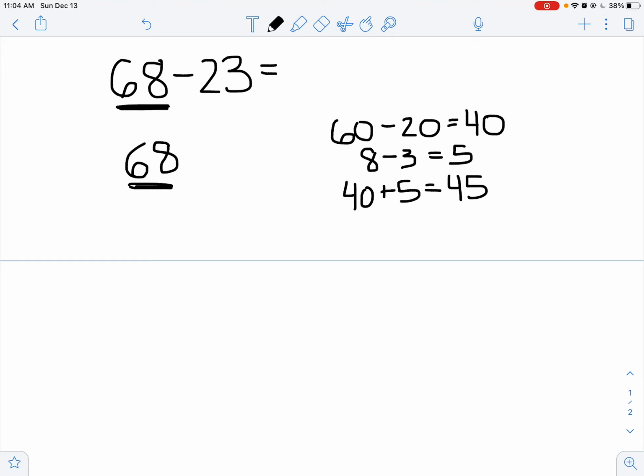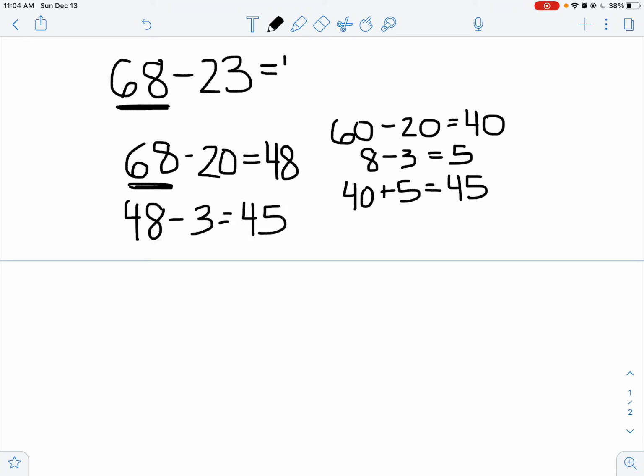Then, excuse me, you can take away 20, and I know 68 minus 20 is going to be 48, and then I can have 48 and take away 3, and it gets me 45 as my answer. Another way you can look at it is as an adding up strategy.